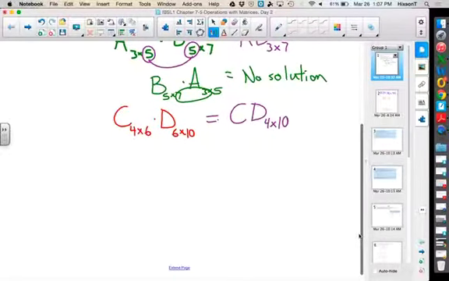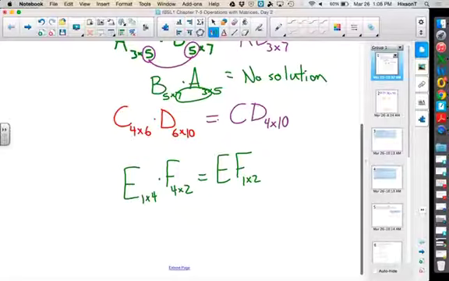Now again, just for practice, let's say I had matrix E, and it had dimensions of 1 by 6. Well, let's make it a 1 by 4. And I'm multiplying it by matrix F. Now, what are dimensions of F that would actually make it possible to multiply? 4 by 2. A 4 by 2 matrix. And then our result, EF, is going to be a 1 by 2 matrix. Good.